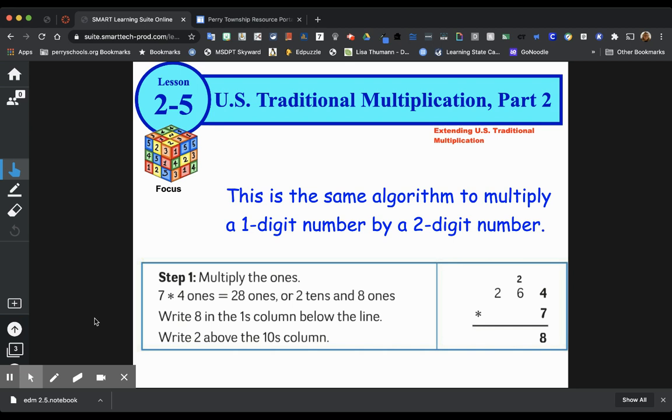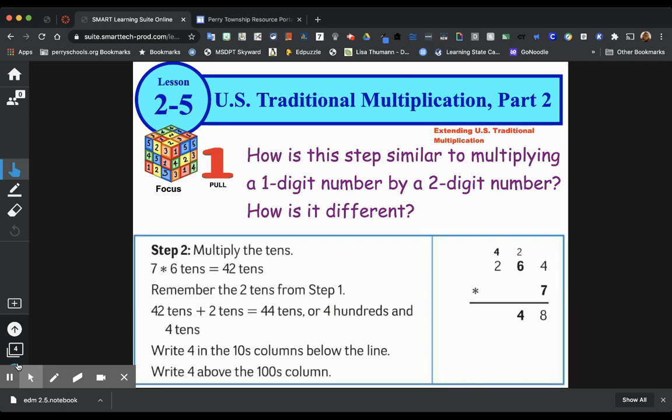Let's take a look. Multiply the ones. Write the 8 in the ones column below the line. Write the 2 above the tens column. So think about that. How's that step similar to multiplying a one-digit number by a two-digit number, and how is it different?